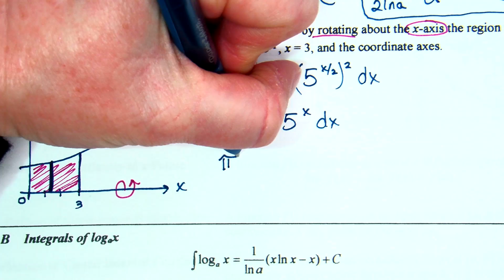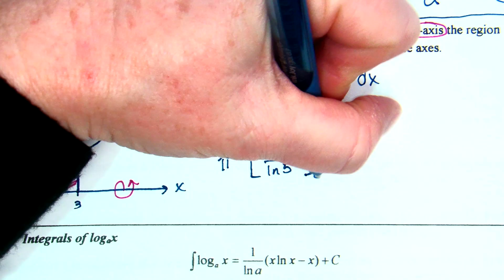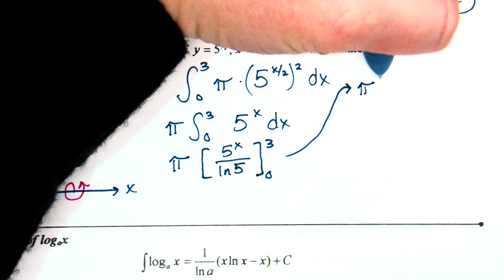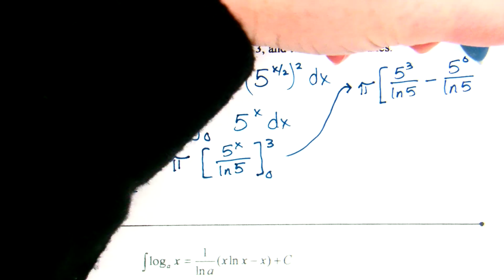Okay, 5 to the x over natural log of 5, evaluated from 0 to 3. Okay, you guys know what to do, right? Pi, and then it's going to be 5 to the third over natural log of 5 minus 5 to the 0 over natural log of 5. No plus c, because I just plugged numbers in.